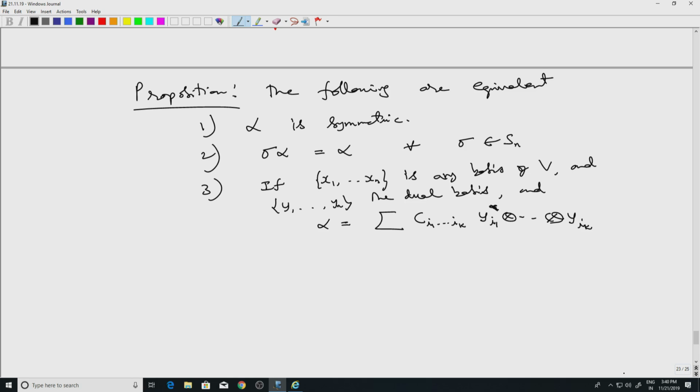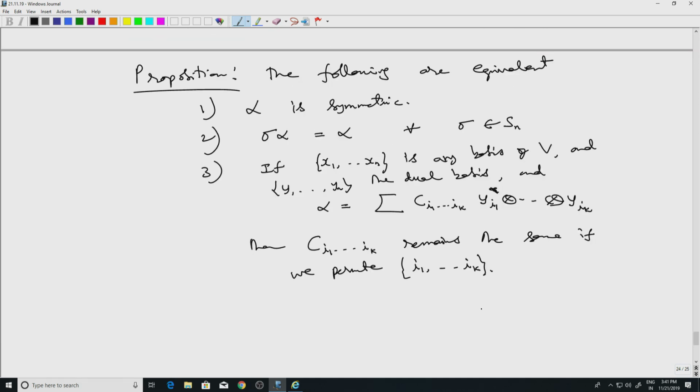Now the thing is that if alpha is symmetric, it's equivalent to saying that c_{i1...ik} remains the same if we permute i1, ..., ik. So these coefficients themselves, if I move this, for instance, if i1 is put into the i2 slot and i2 is put in the i1 slot, etc., nothing should change. So this last condition here is a sort of practical way of detecting whether alpha is symmetric.